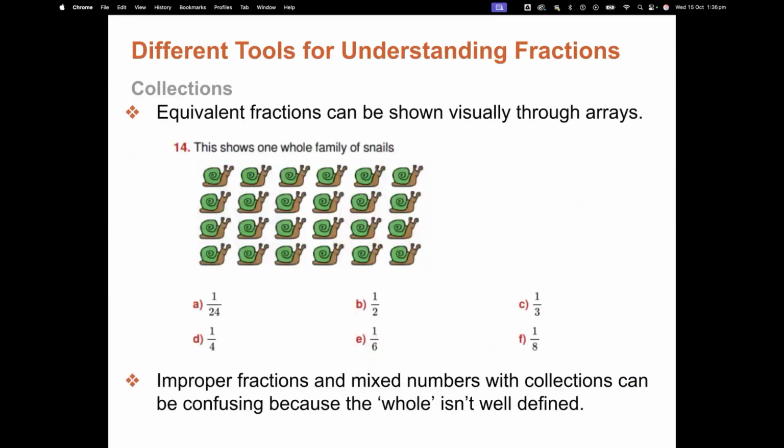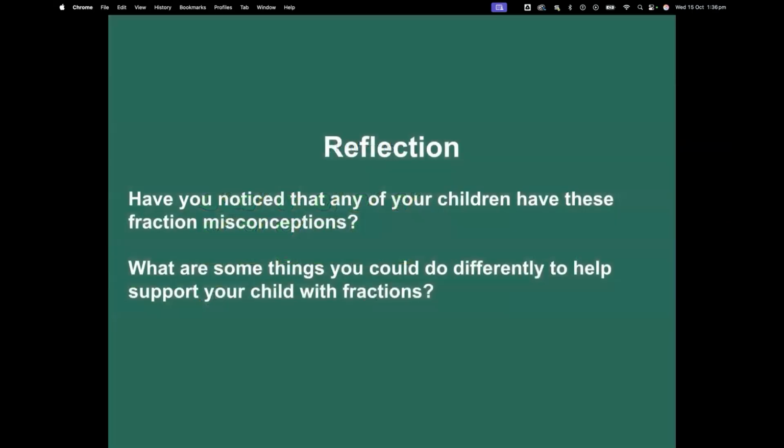But you need to be careful because sometimes with these collections, the whole is not clearly defined. So that's something that you need to be careful with if you're going to use collections with mixed numbers and improper fractions. So how do you define it if you've got more than one, basically? That's it, really. I've kind of sped through that, but I don't want to bore people.